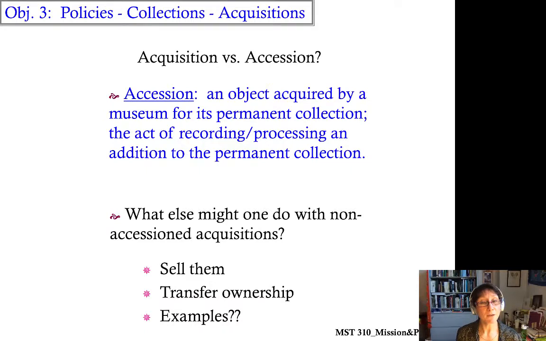Now, if there are things that you decide to de-accession, or let's say a donor has come to you and said, hey, here's some objects I'd like to donate to the museum, and you take them, and then you decide, some of these objects I think we can use, some of these objects I really don't think we can use, then you could sell them, you could transfer them to some other institution, or you could do pretty much whatever you want with them.